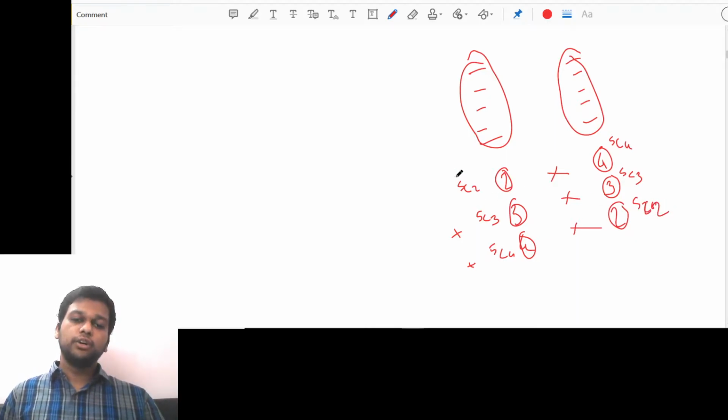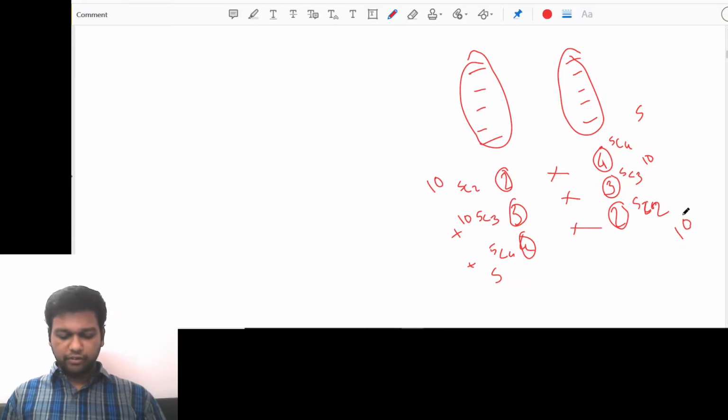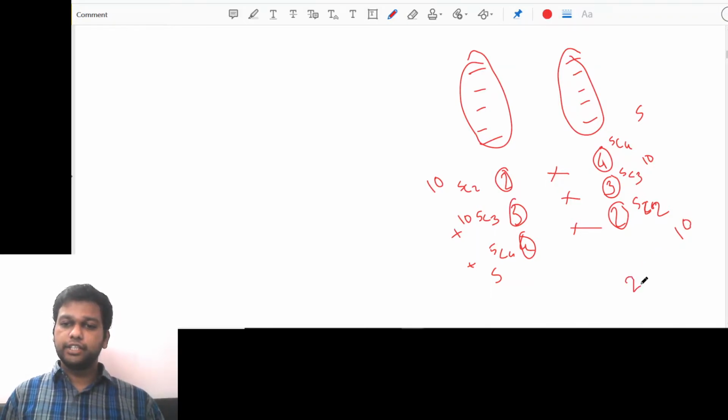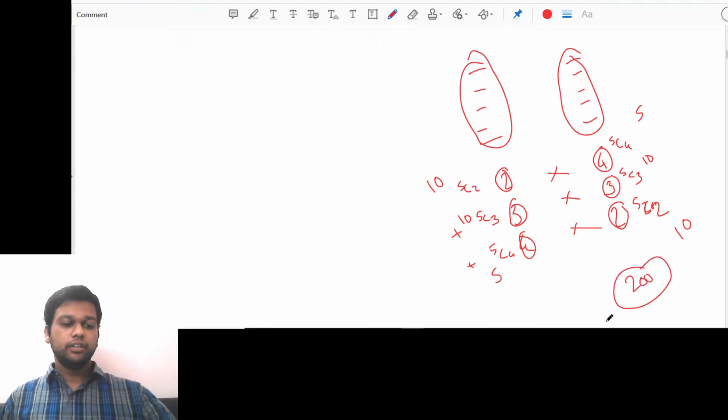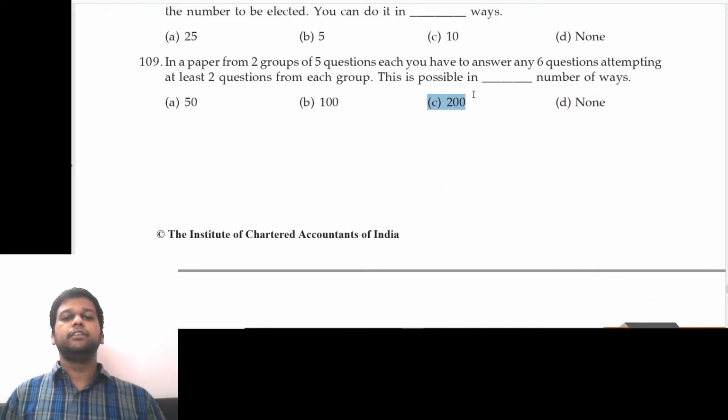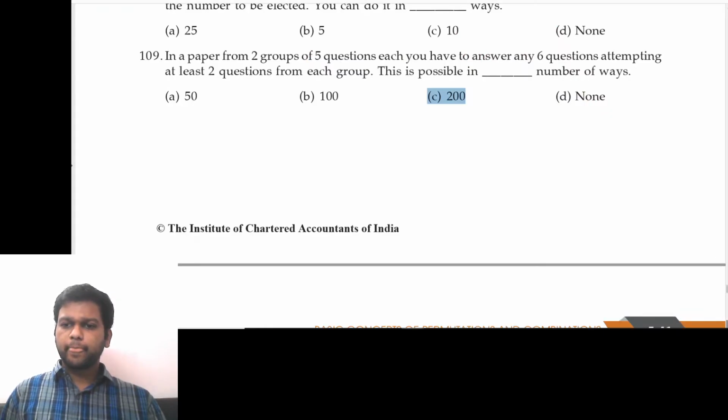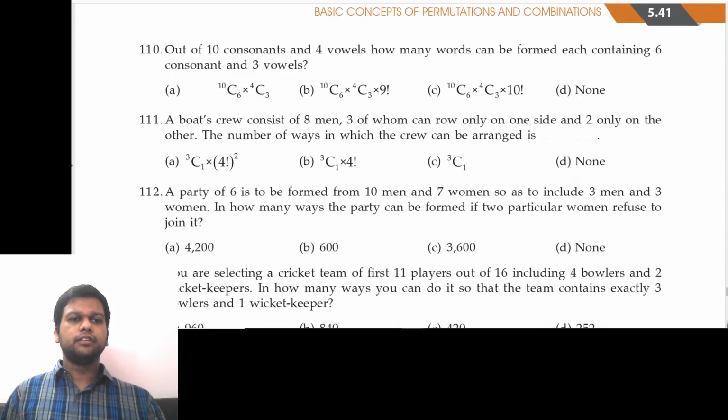5C2. Let's check how much this is. 5C2 is 10 into 5 plus 10 into 10 plus 5 into 10. How much is that? 10 into 5, 50, plus 100, plus 50. 200 will be the answer. Check. Okay. So which option? Option C, 200.